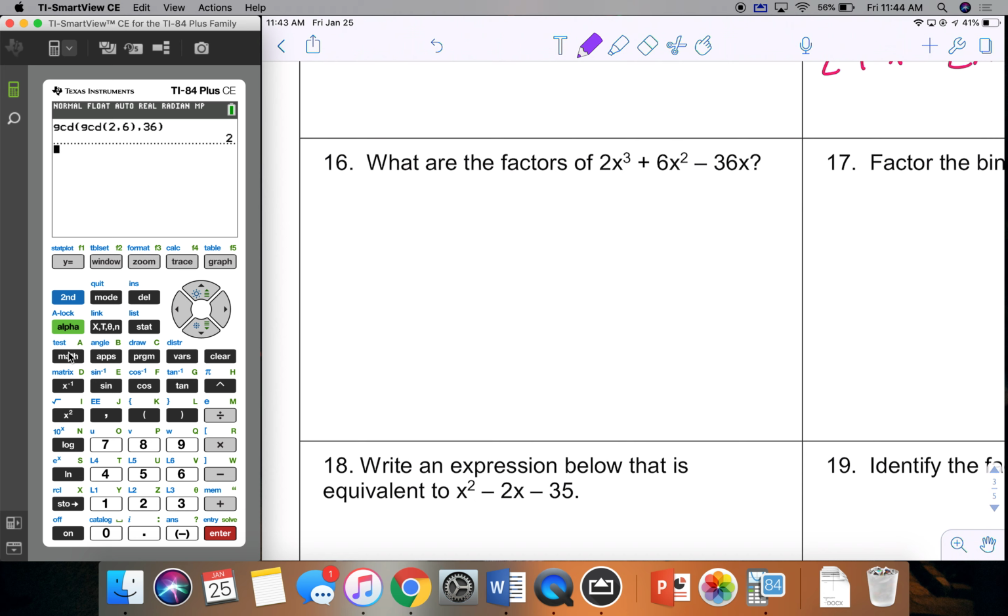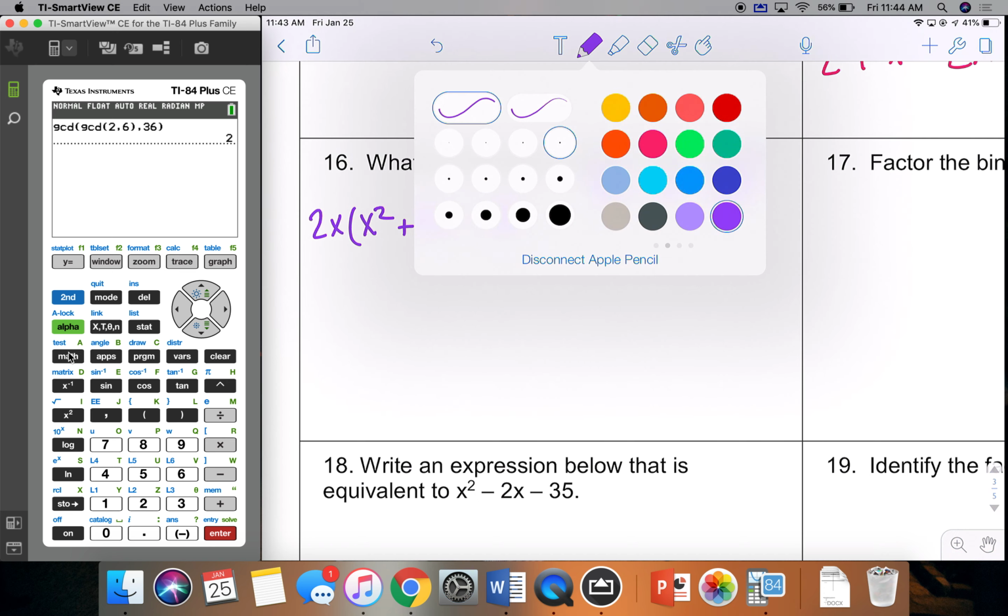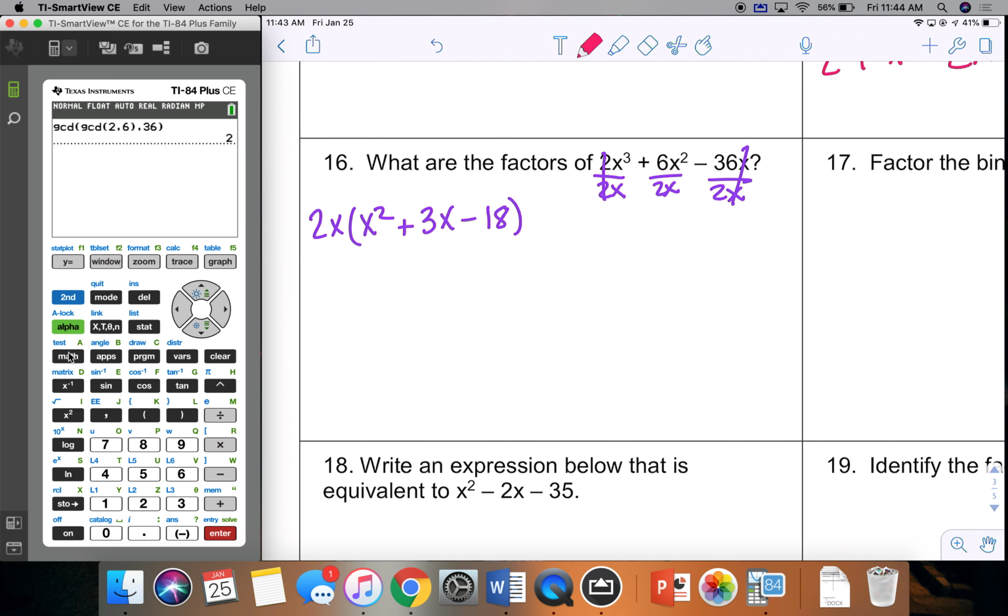Remember, you cannot put signs in that, but I can take out a GCF of a 2 as well as an x. The x is because x is listed in every term. So when I take out that GCF of 2x, I'm left with x squared plus 3x minus 18 because my x's cancel here. Now from this, I can't take the square root of 18, it doesn't work nicely.